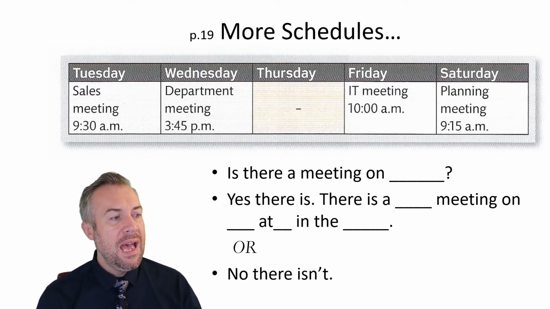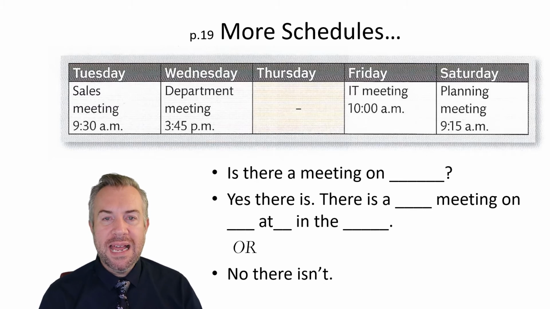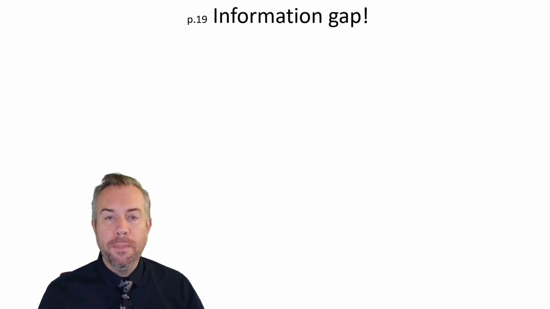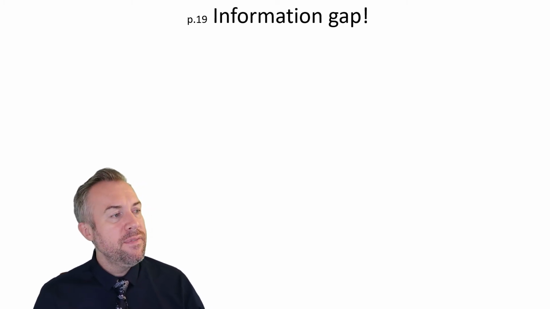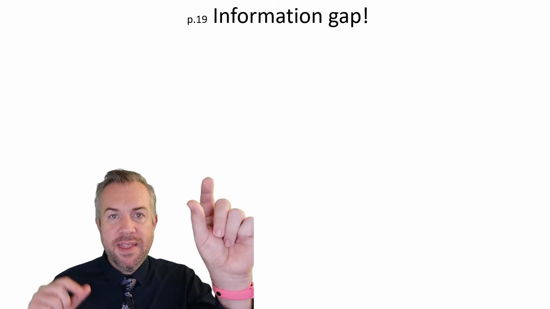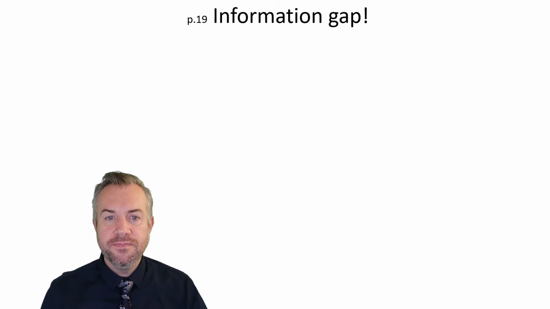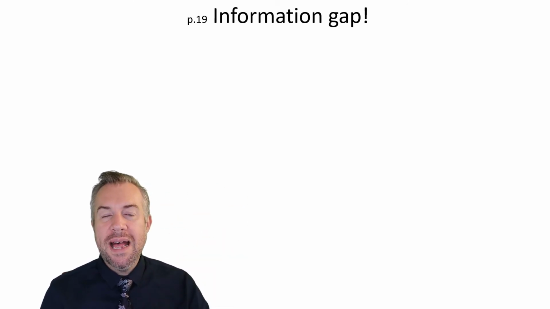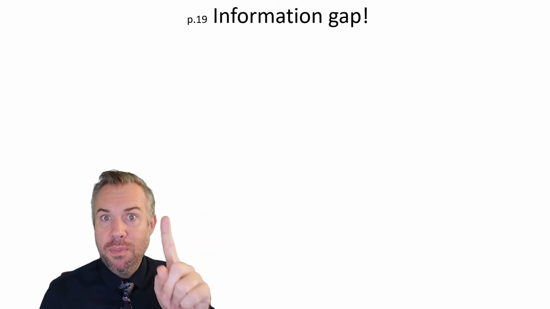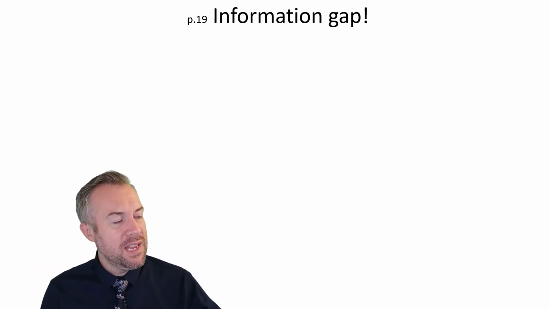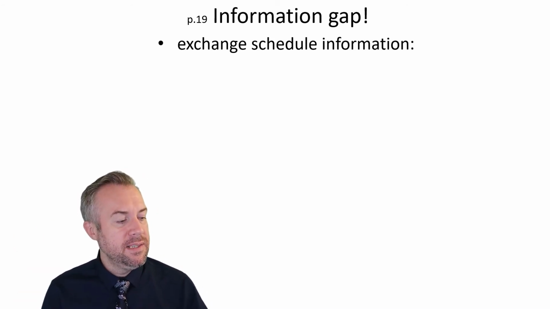Excellent. At the bottom of the page, we have the last activity for page 19. This is another information swap. Another name is information gap, meaning there are gaps or spaces in the information. Your partner will have that information, but your partner has gaps too that you need to fill. Let's have a look at the information on page 19.